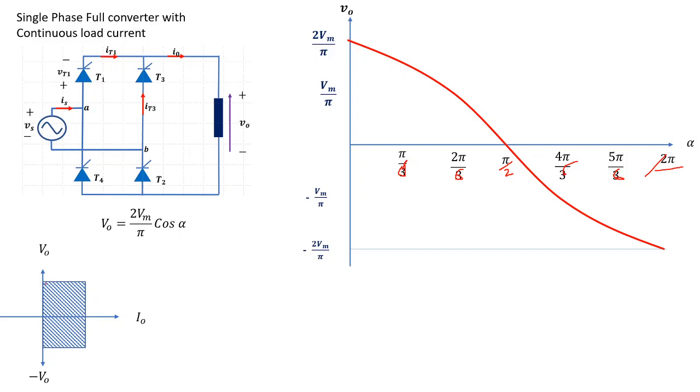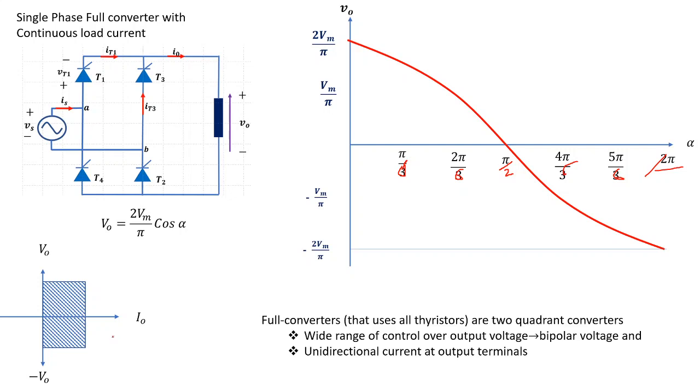Now, if you see, there are 4 quadrants for this particular V0 and I0 graph, and for alpha ranging from 0 to pi by 2, this converter is operated in the first quadrant, that is in rectifier mode of operation. And for alpha greater than 90 degrees, V0 is going to be negative, and it is operated in the second quadrant. In this second quadrant mode of operation, it is operated as a line commutated inverter.